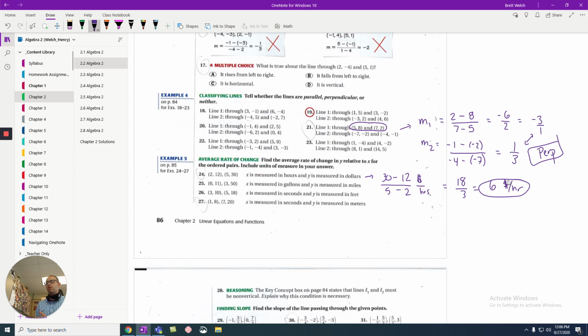Here's your number in terms of the slope, and then the rate is something that we want to have so we can understand what that number really means. It's not just a random six. It is $6 for every hour that we change.